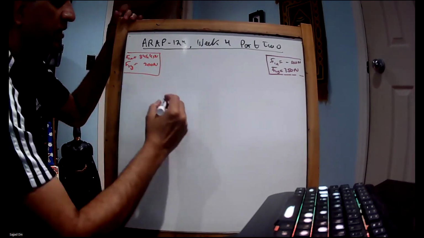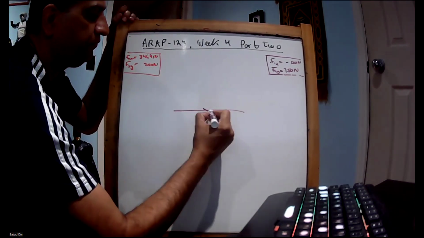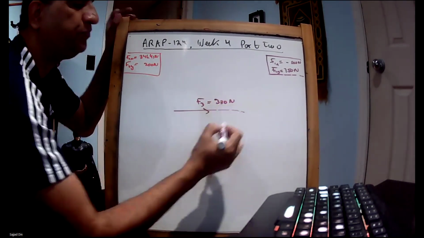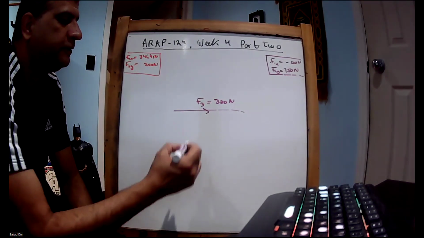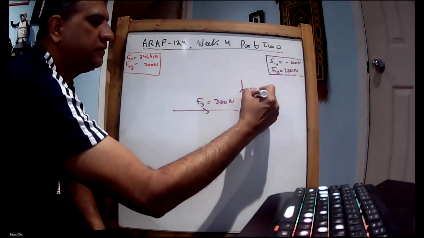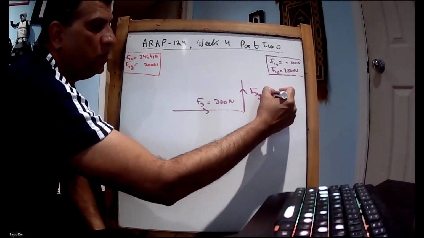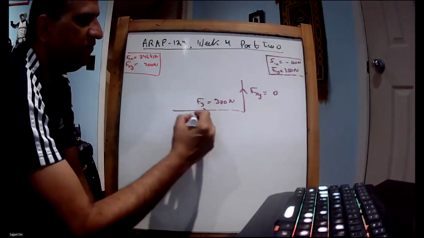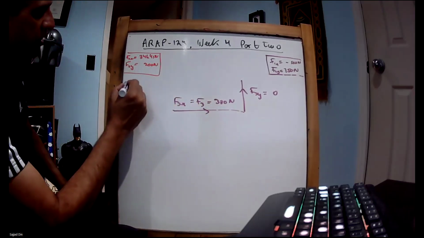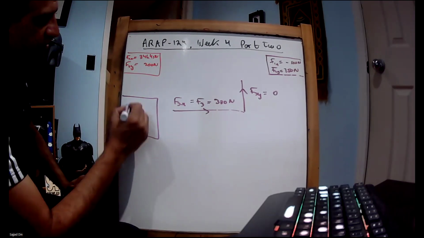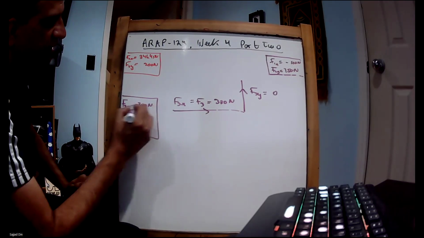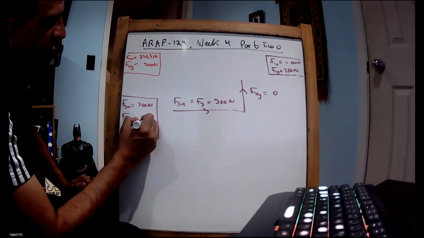F3 is equal to 300 newtons. Is there a y component? No. This F3 is equal to F3x. So that is the last. F3x is equal to 300 newtons. F3y is equal to 0 newtons.